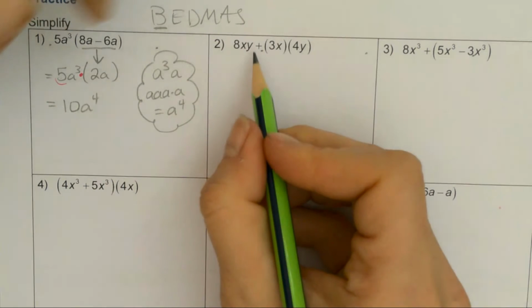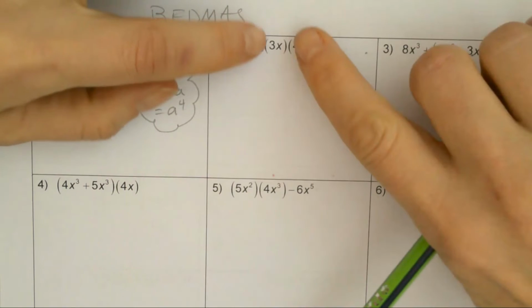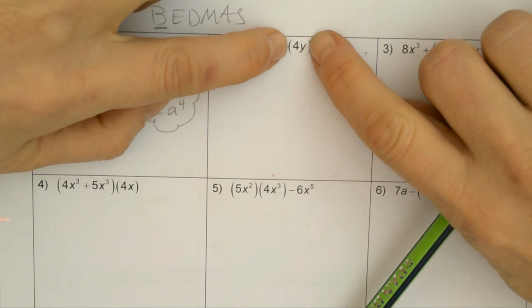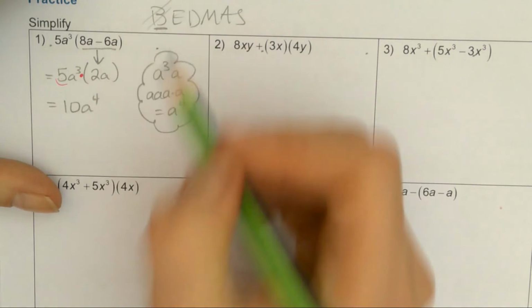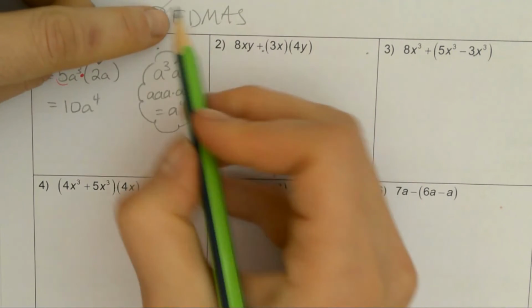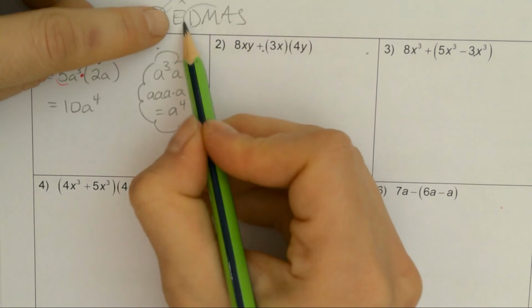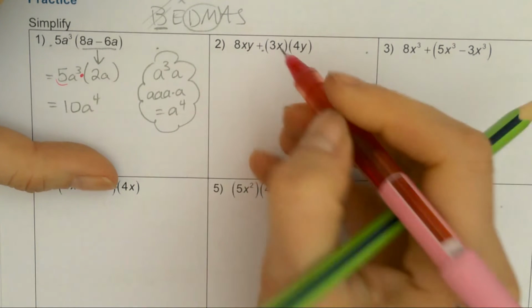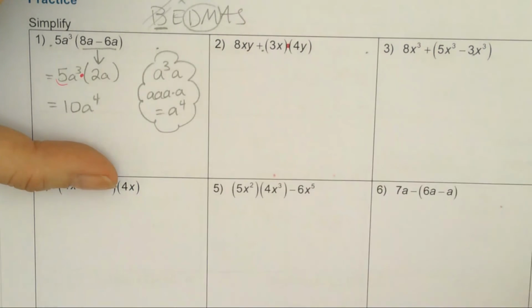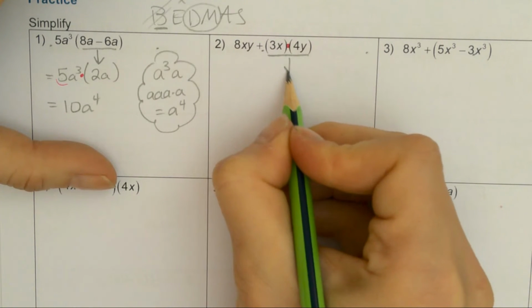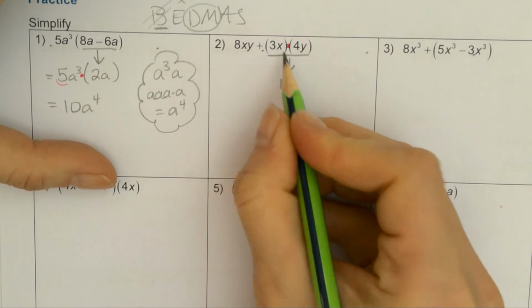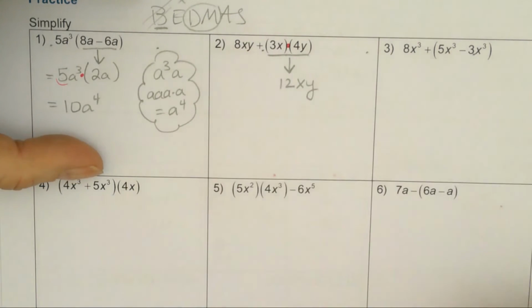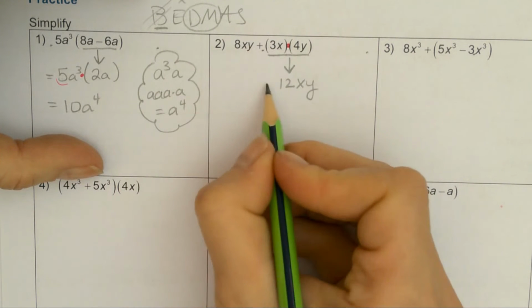Next one. Inside the brackets, can I do anything here? 3x is all by itself. I can't do anything. 4y is all by itself. I can't do anything. So I don't really have anything inside the brackets to do. Do I have exponents? No. Do I have divide and multiply? Yes. I don't see it, but it's here. When I have 2 brackets touching each other, that's really a multiply. So I'm going to do this first. 3 times 4 is 12. xy. They're different. I can't really put them together, so I'm just going to put them next to each other. It's x times y, x times y.